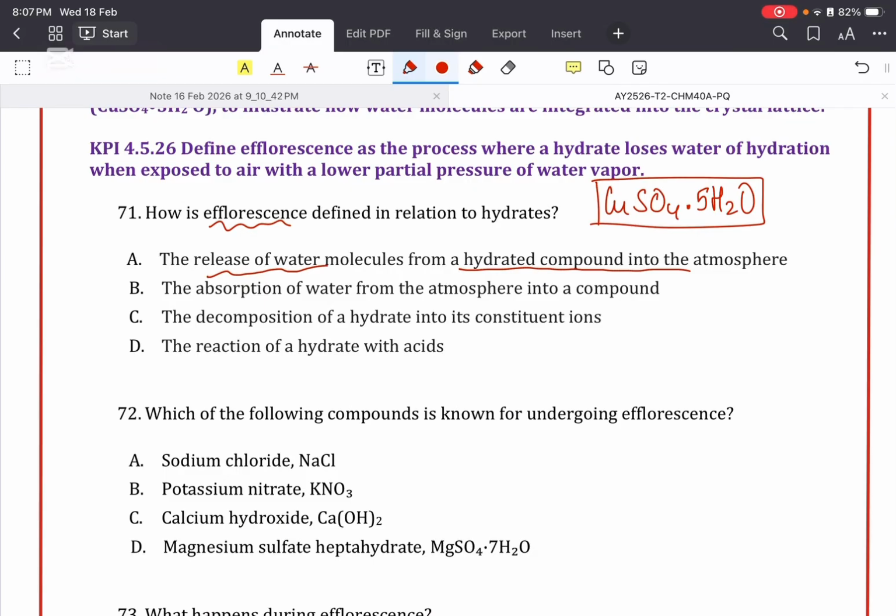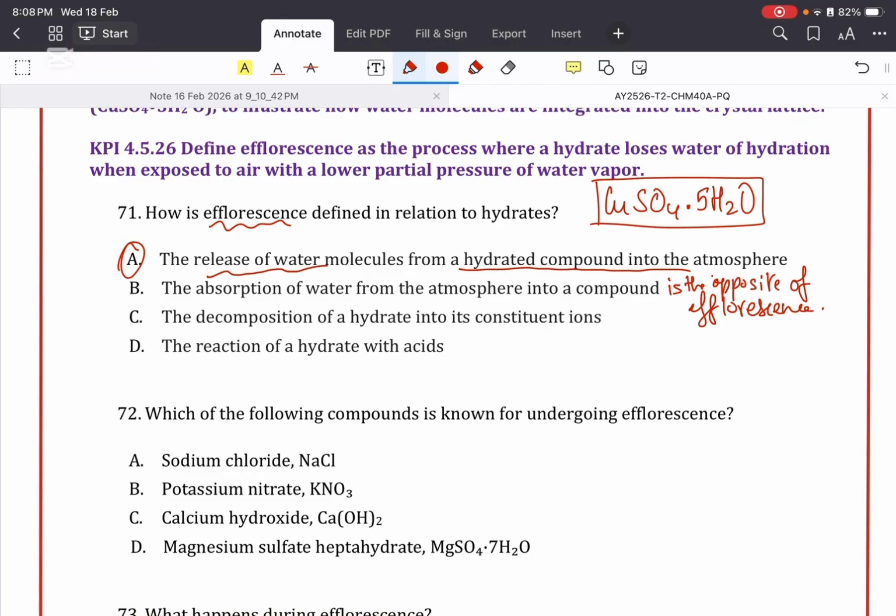Now, the absorption of water from the atmosphere into a compound is the opposite of efflorescence. It's when a hygroscopic compound absorbs water to turn into a hydrate. So the answer is A.